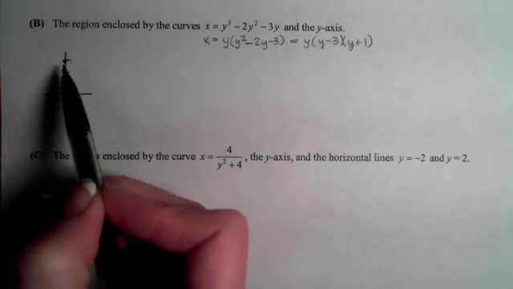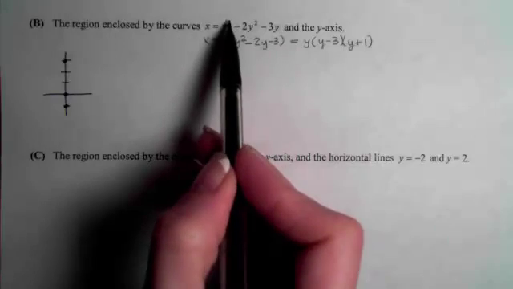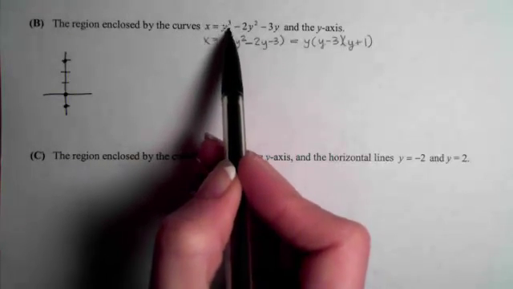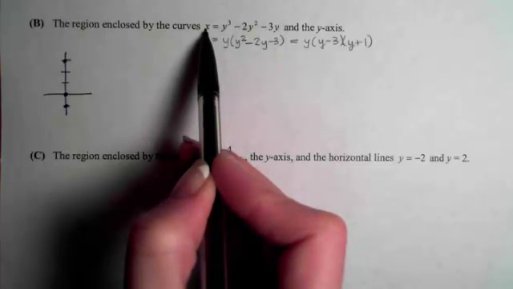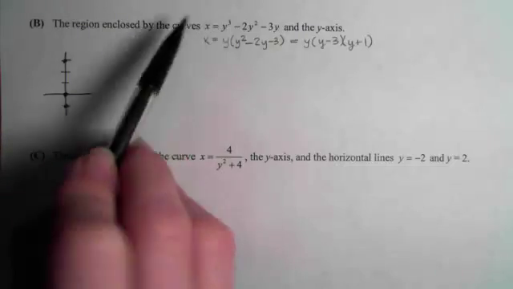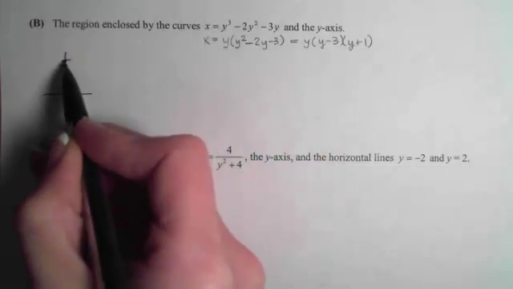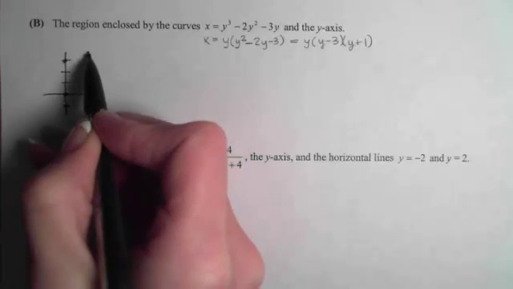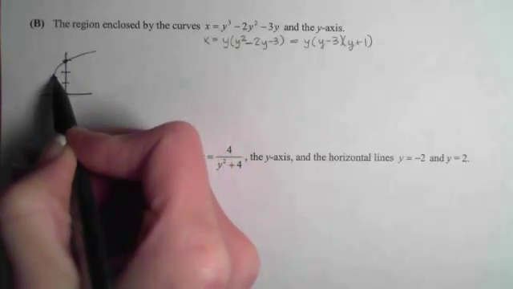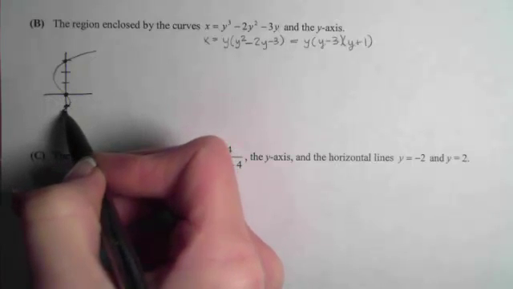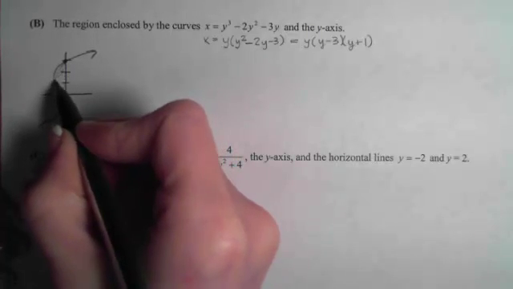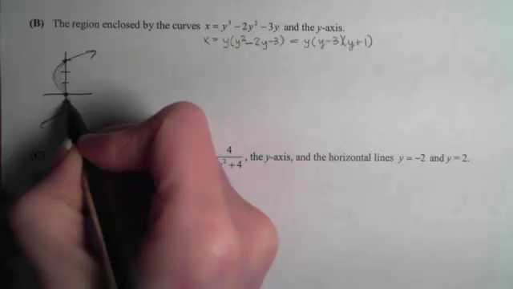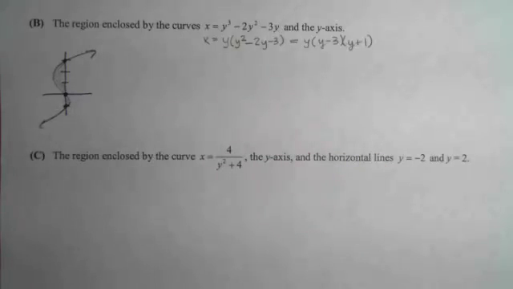Well, how we can tell is as y gets big, this term will dominate. So this positive term is going to have more of an impact on the output, which is x. So that means x is going to be positive as y gets higher. So as we pass this point, we've got to be heading toward the positive. So our graph is going to do something like this. So the region enclosed by the y-axis and that curve looks like this, which means we've got two distinct regions.